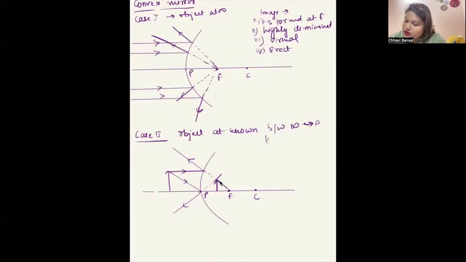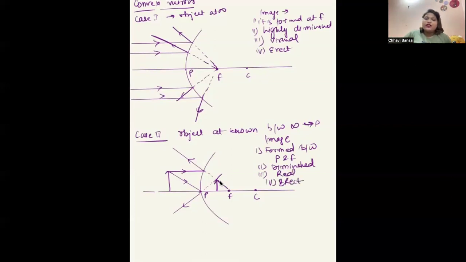Now, how is the image? Image is formed between pole and focus. Second, it is diminished. It is not highly diminished, but it is diminished, right? Third, it is a virtual image. And fourth, it is an erect image. In case of convex, we do not have object at center of curvature or focus because these are on the other side of the mirror. We can only have the object at infinity and at a finite distance between infinity and pole. So these are the two cases of convex mirror.